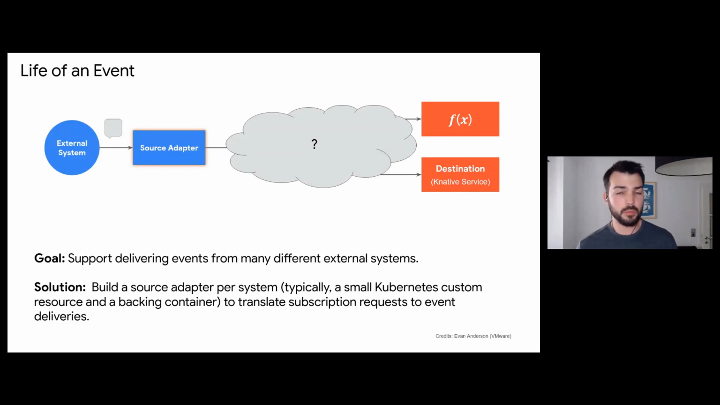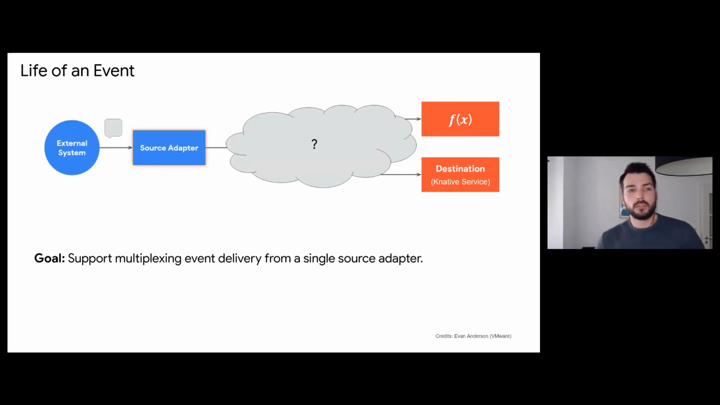So the solution that Knative brings for that is that we build a source adapter for each system to translate the subscription request to an event delivery. So typically this adapter will be nothing more than a Kubernetes object, a custom resource, which is backed by a container. Now, we also want to multiplex this event delivery from a single source adapter and allow potentially multiple subscribers to consume that data.